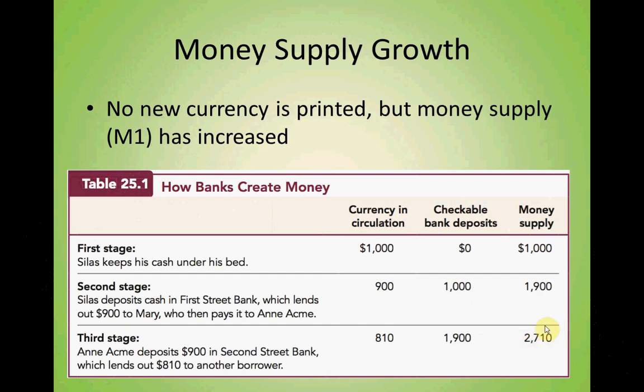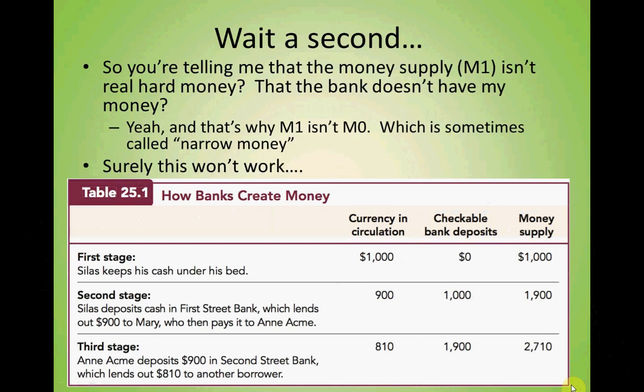The availability of money, basically loans and checking deposits, is up to $2,710. Obviously, this could keep going. What if that $810 gets loaned out, and so on and so forth. So wait a second, Mr. Malcolm. You're telling me that the money supply, M1, isn't real hard money? That the bank doesn't have my money?